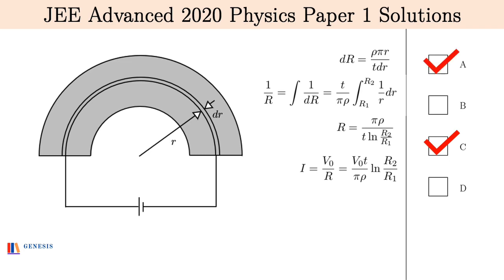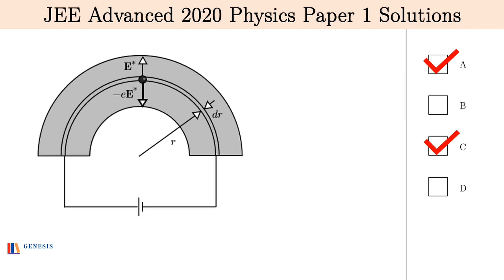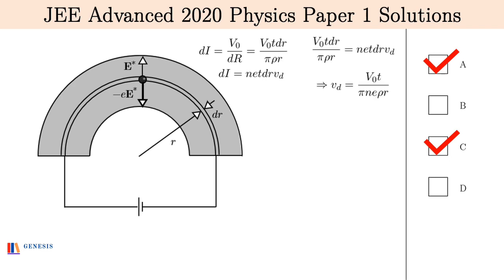Now, considering this thin strip once more, we can say that the current dI that is flowing through it will be V0 by dR, and we write the value of dR here, and we get an expression for dI. Also, dI can be written as n into charge of electron into area, here the area has been taken as T dr, into the drift speed. n is the volume concentration of electrons. This is quite a standard formula, n e A vd. Now, equating these two expressions for dI, we immediately get the value for the drift velocity.